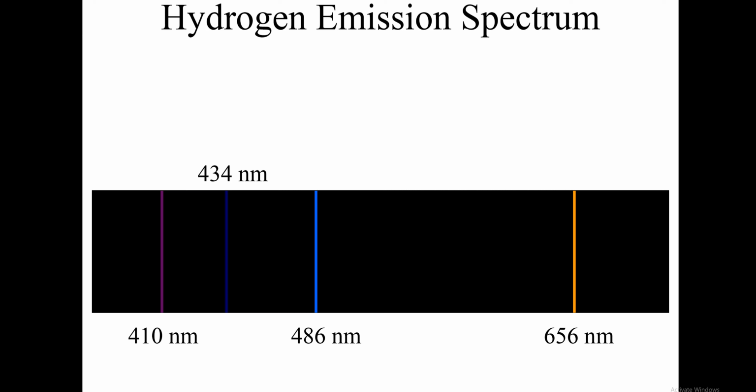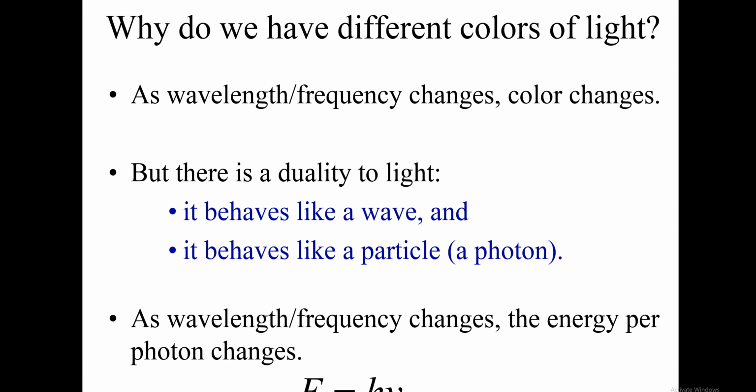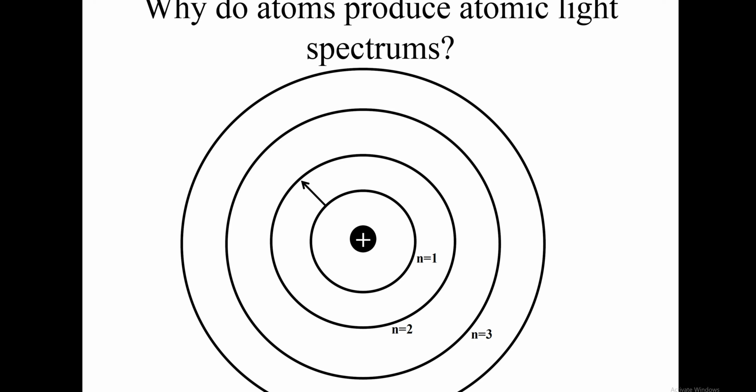So every element has its own identity in terms of what it's composed of based off of these electrons. And so the question is, why do we have different colors of light? The reason is that with the different changes in frequency and wavelength, color is going to change. Light can exist as a duality, as a wave and as a particle or a photon. And as the wavelength and the frequency change, the energy per photon will also change.